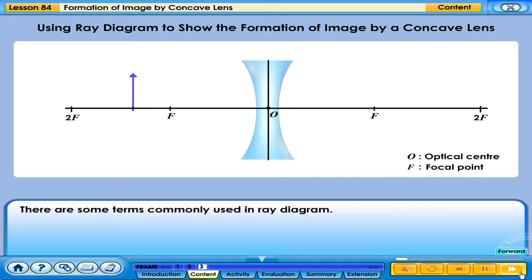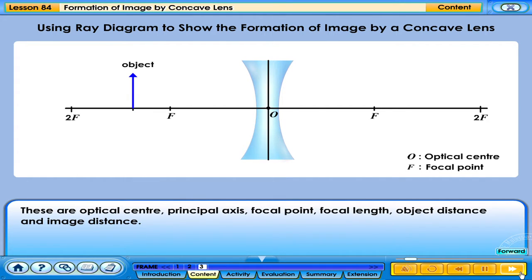There are some terms commonly used in ray diagram. These are optical center, principal axis, focal point, focal length, object distance, and image distance. Click the words to find out what they are.